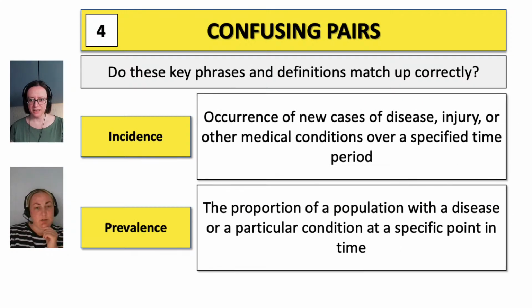Okay, the next one then. These are epidemiological terms. So we've got incidence and prevalence, and we want to know, are those the right definitions? So occurrence of new cases of disease, injury, or other medical conditions over a specified time period. And then the other one is the proportion of a population with a disease or a particular condition at a specific point in time. Are they the right way round or not?